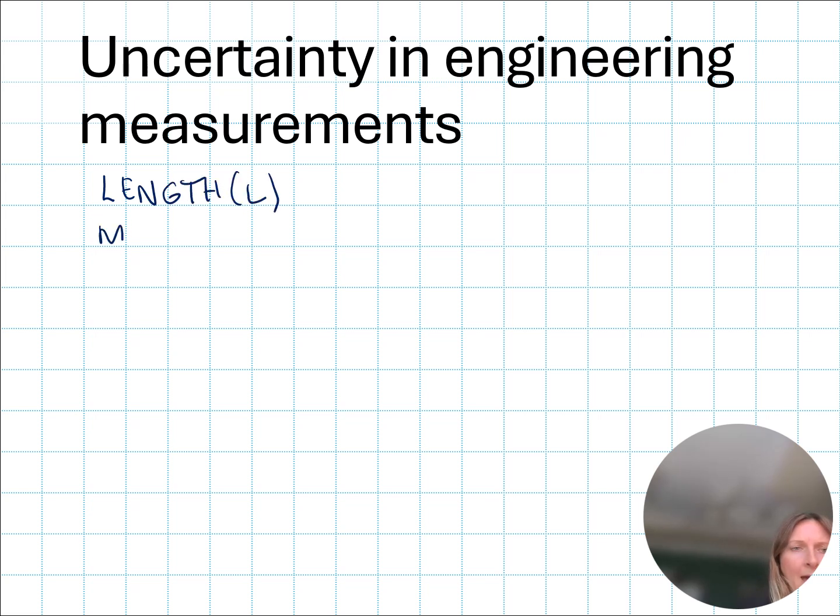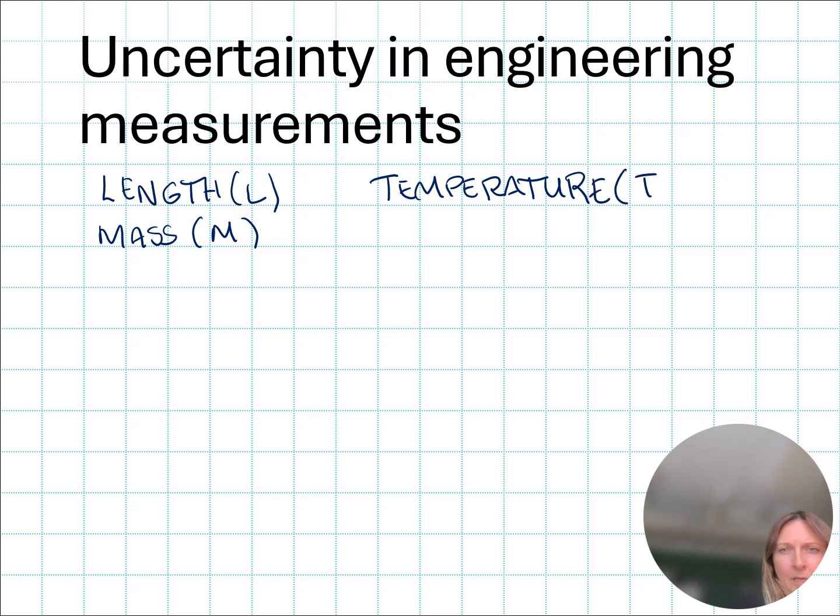or I might measure mass, or temperature. And I'd use a different device to measure each of these quantities, right? To measure a length, I might use a scale like a ruler. To take a mass, I would use something like a mass balance. To measure temperature, I would use something like a thermometer.